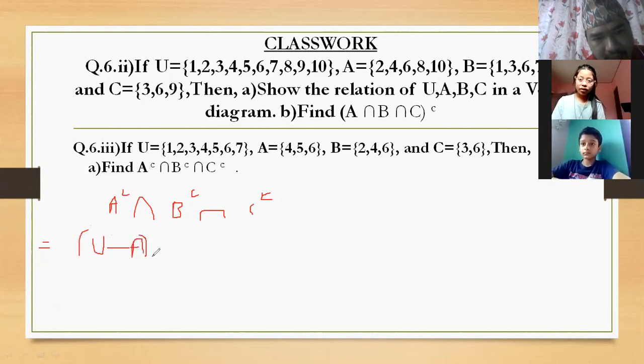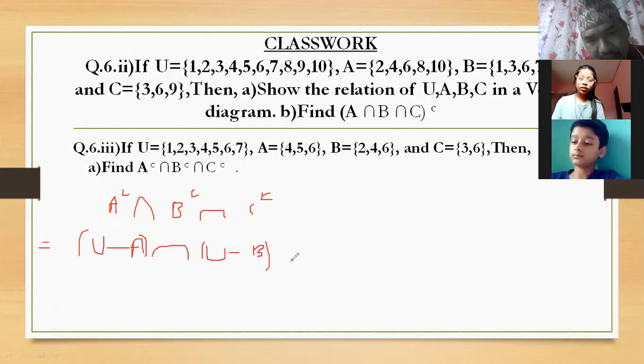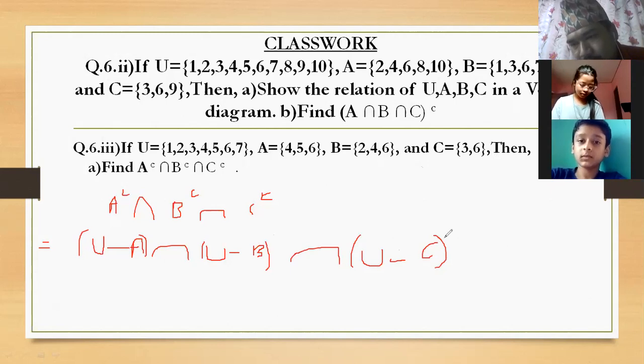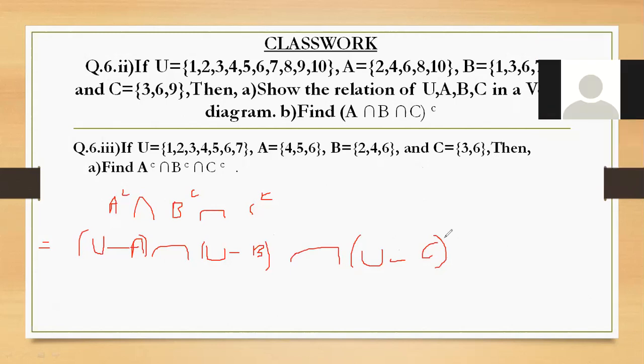Okay. And intersection. What will you do here? Next one: universal set minus set B. Okay, children. And intersection, universal set minus C. Can you do this one, children? Yes, sir. Isika, can you do this subtraction?